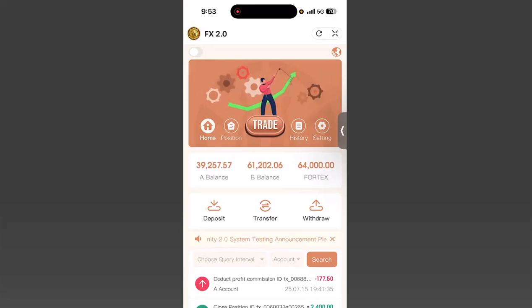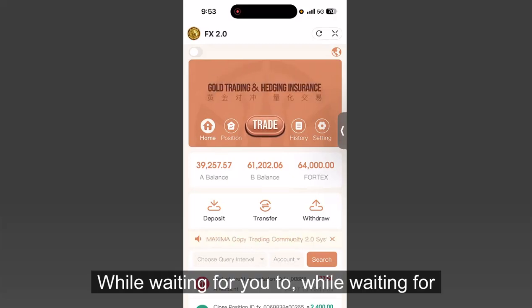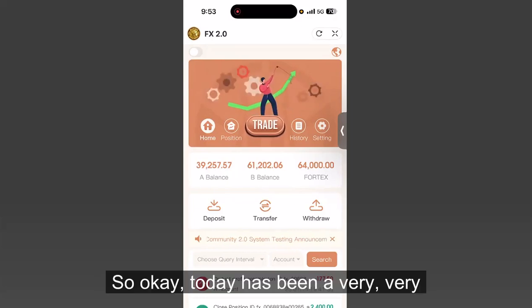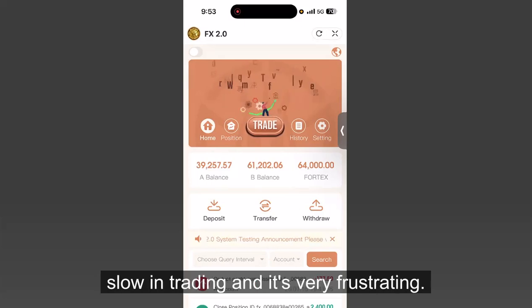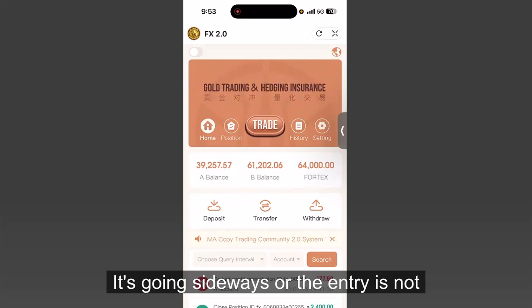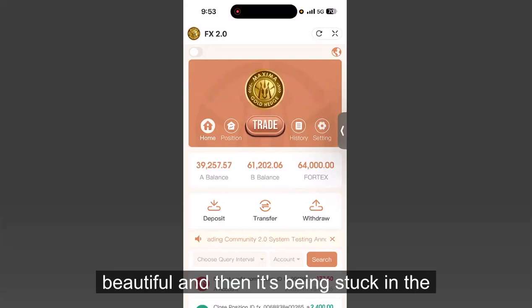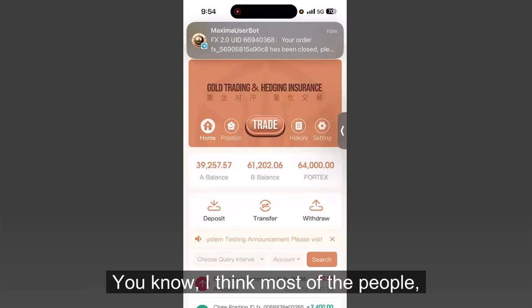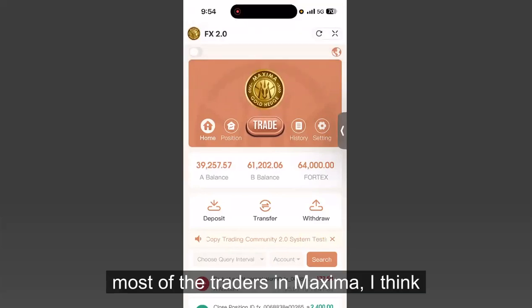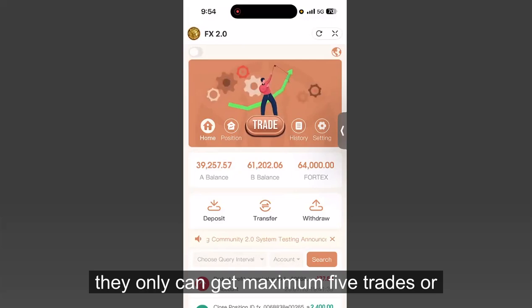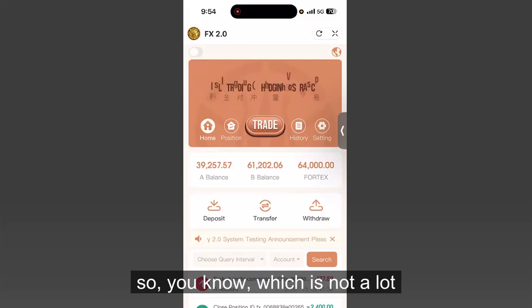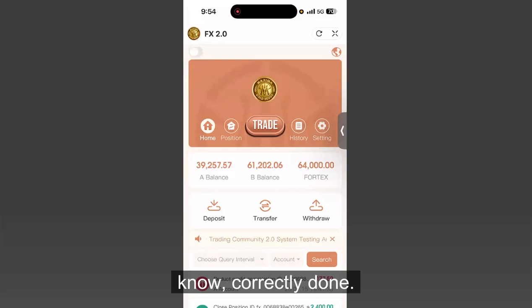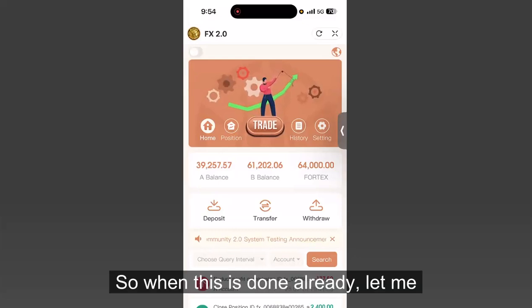While waiting for him to reply, I'm actually doing a trade. Okay, he replied. Today has been very slow in trading, and it's very frustrating. It's going sideways, or the entry is not beautiful, and then it's stuck in the middle, and the trade is really slow. I think most of the traders in Maxima can only get a maximum of 5 trades or so, which is not a lot, and we hope to get more trades. Of course, we try to get it done correctly. All right, so when this is done, let me move on.